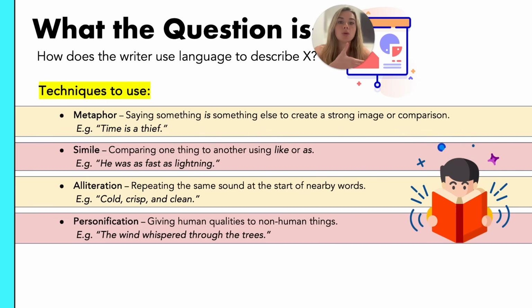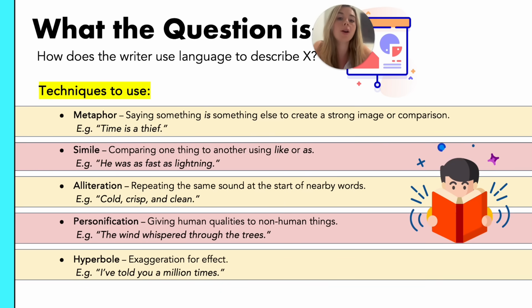Really easy, and if it's comparing something non-human to human, it shows that it's perhaps powerful as well. And then another one we've got is hyperbole. This is exaggeration for effect. Like, I've told you a million times. That is hyperbolic. Of course, nobody's actually told you a million times, but it's this over-exaggeration to really emphasize a point, for example, in this, that the person isn't listening.